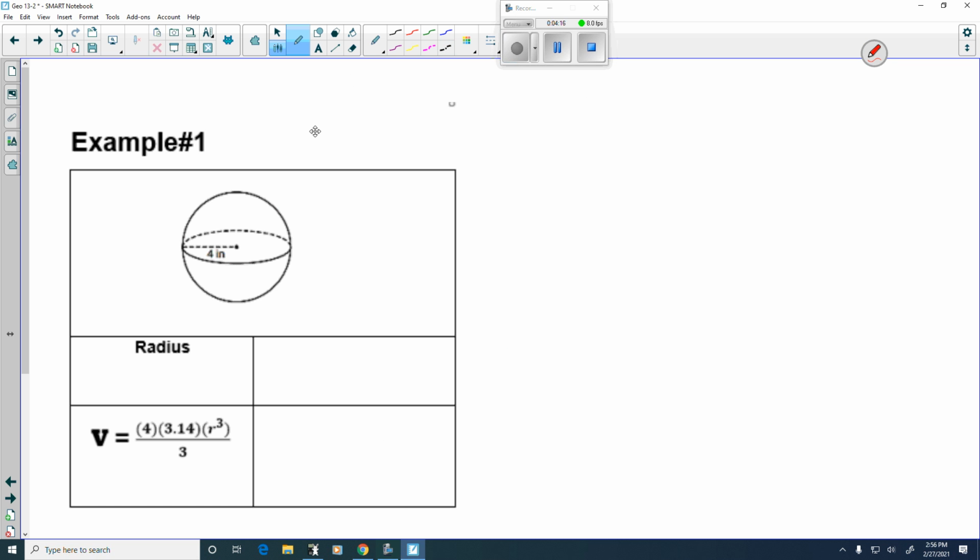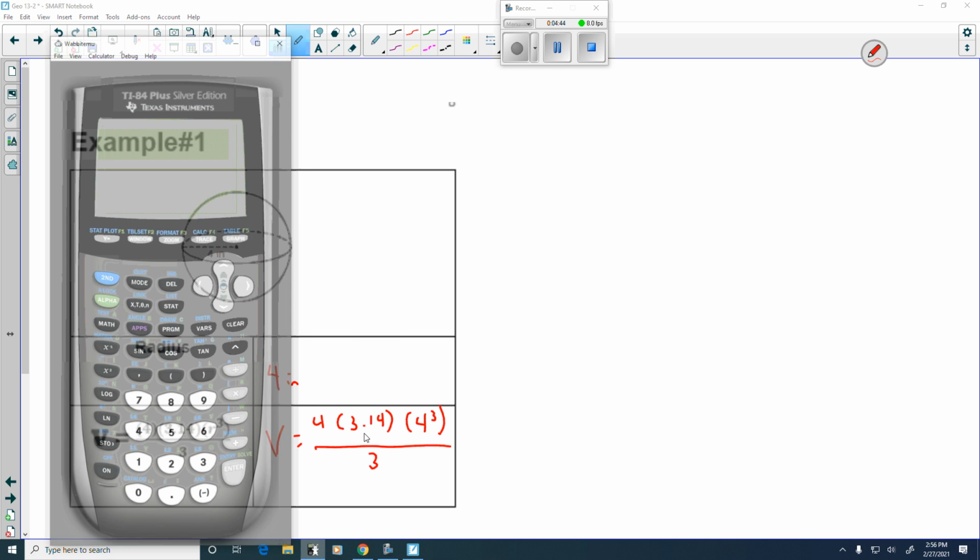So let's look at example 1 here. On this one, the radius, of course, as it says, is 4 inches. And so the volume then is going to be, if I could write here, 4 times 3.14 times 4 cubed all over 3. And so let's put this in the calculator, and you can watch how I do this.